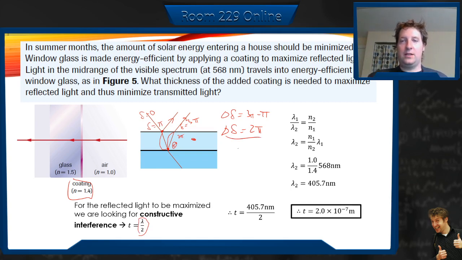So in the end, the thickness of the film has to be about 200 nanometers, or 2 times 10 to the negative 7 meters. Now that's a little bit tricky. Hopefully I didn't confuse you there with that.